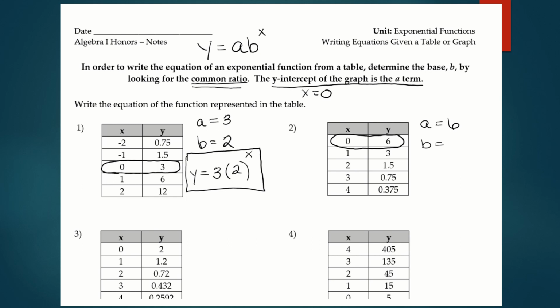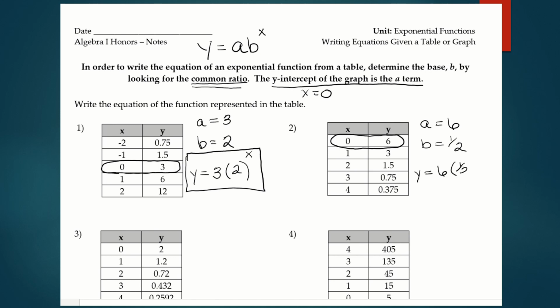Well, it looks like my y values each time are being cut in half. So instead of saying divided by 2, I'm going to say each y value I multiply by 1/2 to get from one to the next. So my b value here is 1/2 because 6 times 1/2 gives me 3. 3 times 1/2 gives me 1.5, and so on and so forth. Now that I have a and b, I can go ahead and plug those right into my equation.